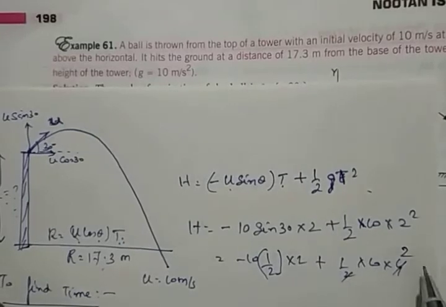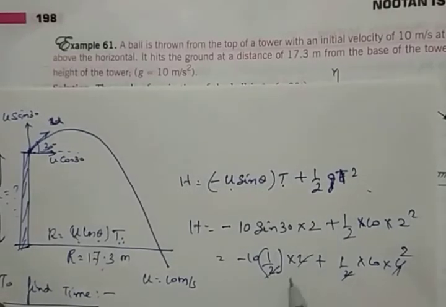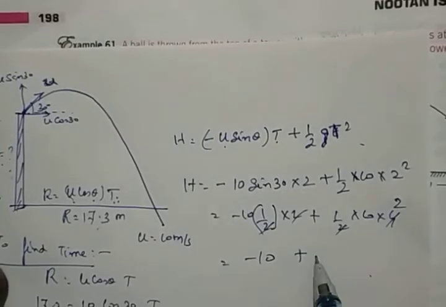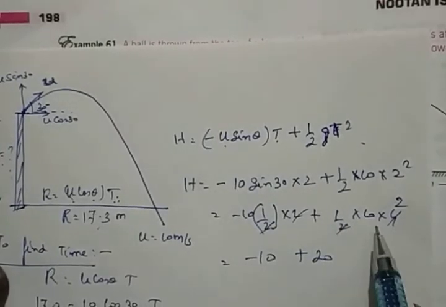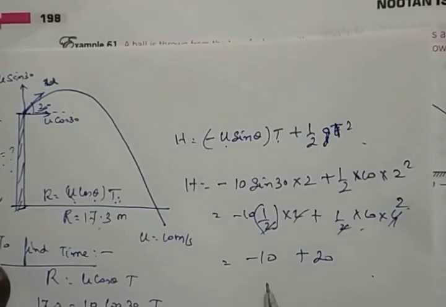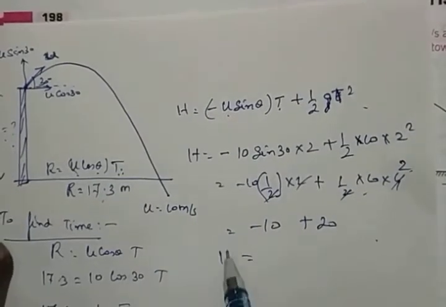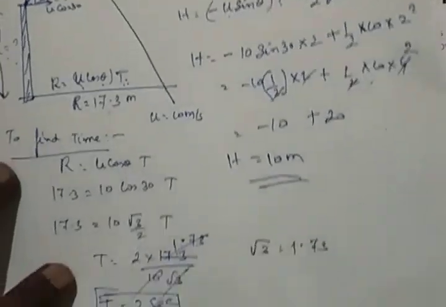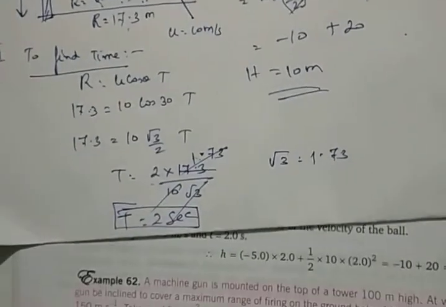This 2 gets cancelled out. You get 2 here. This gets cancelled out. This minus 10 here and plus 20 here. But this is 20 here. So it becomes height is going to be equal to 10 meters. That's the answer. Height is going to be equal to 10 meters.